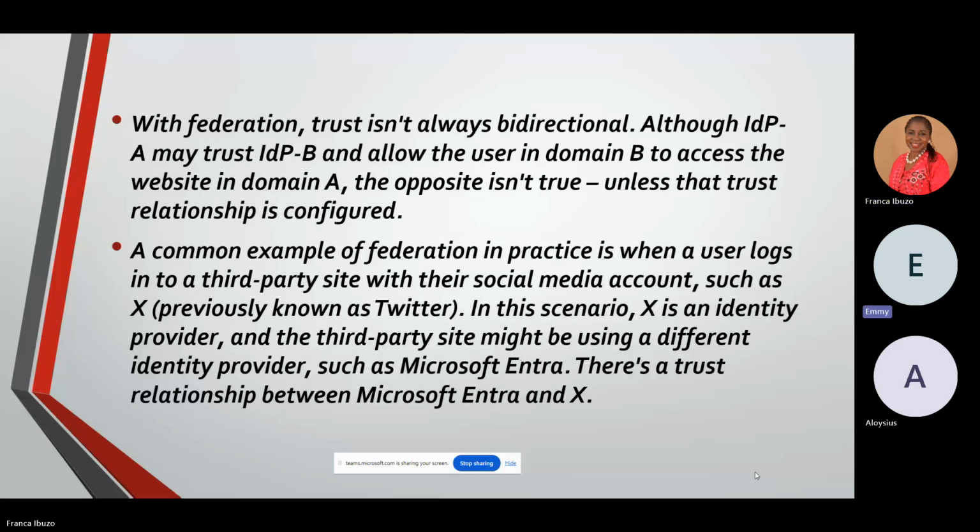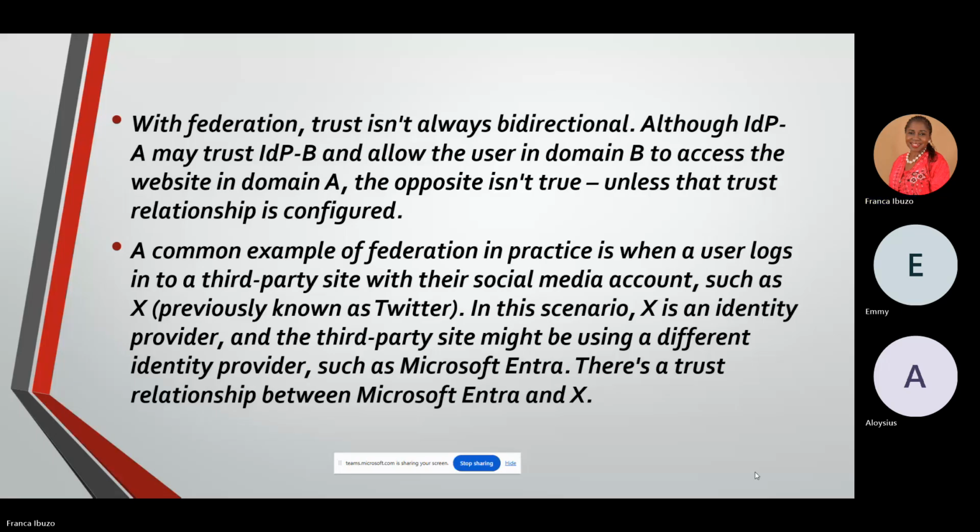Are we following? Do you understand this? The example here is using Twitter. If you want to sign up for Twitter, you can use your Google account. So you don't have to sign up for Twitter again, like the example I gave you earlier. Just use your Google account to sign in. That's what this is saying. So that's an example of federation.